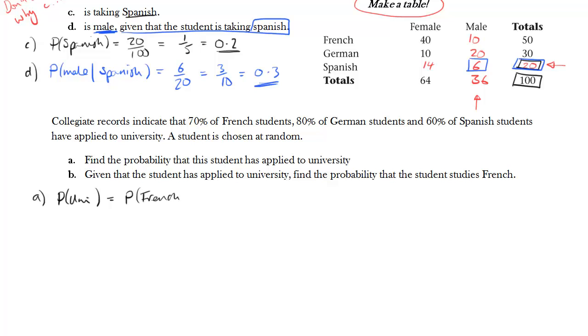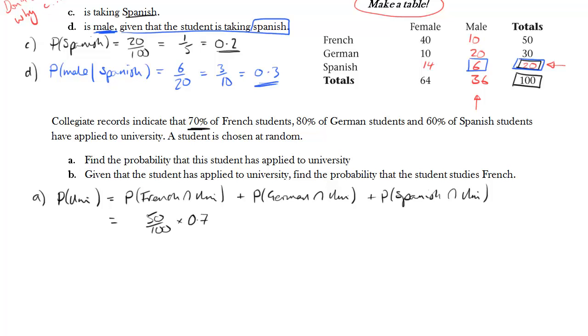So the probability that any given student goes to university, well, that's the probability that they do French and go to university, plus the probability that they do German and go to university, plus the probability that they do Spanish and go to university. Okay, so we can work those out individually. The probability that they do French is 50 out of 100. And we multiply that by the probability that a French student goes to university. Again, the probability that they do German is 30 out of 100, and 80% of those will apply to university, so times by 0.8. Spanish is 20 out of 100, and 60% of those will apply to university, so multiplied by 0.6. That gives us our probability.